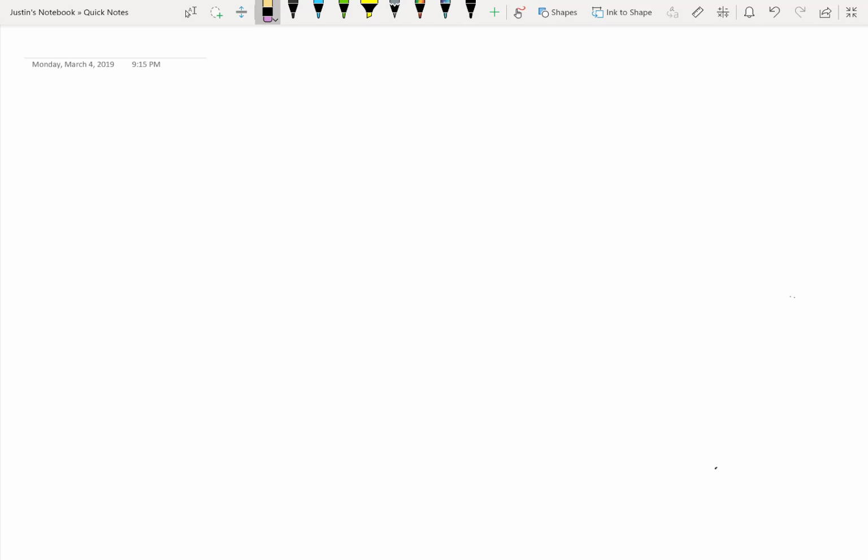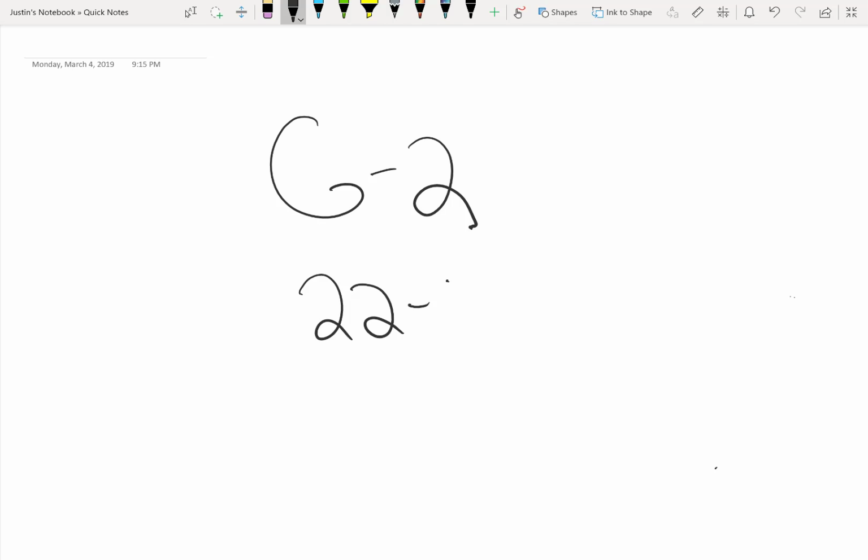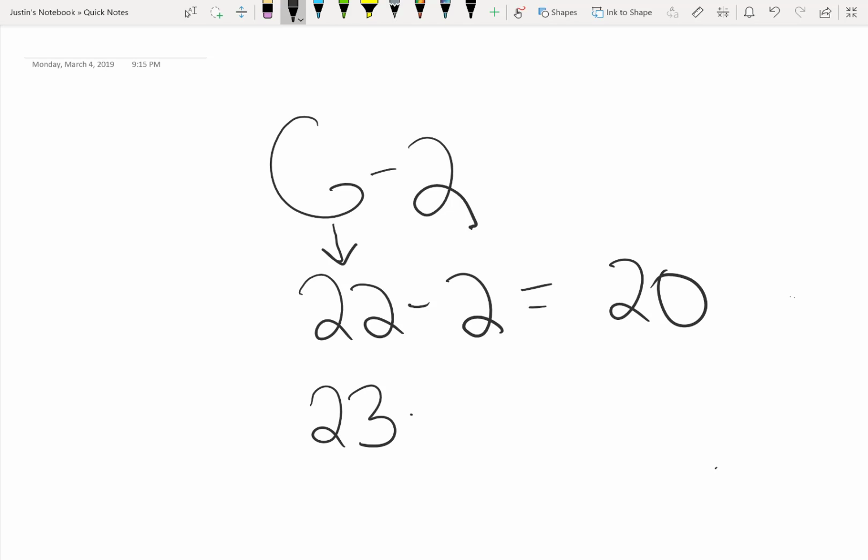It says, calculate how old I was when my sister was 22, 23, and 24. Well, remember, we have G minus 2. So first you would have 22 minus 2, taking the variable G as her age. If her age was 22, 22 minus 2 would be 20. The next one says 23 is the sister's age. Well, 23 minus 2 would be 21. So when she's 23, you would be 21. When she's 22, you would be 20. And the last one would be 24.